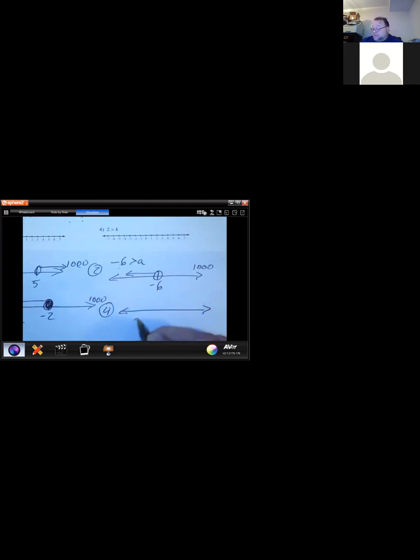Let's see. So now we've got 2 is greater than k. Now, since there's no line, I'm not going to fill it in. I'm going to use my 1,000 again. Is 2 greater than 1,000? Because remember, I'm plugging it in right here. 2 is not greater than 1,000. Therefore, 1,000 is not part of the solution. And that is what our solution is going to look like for that problem.